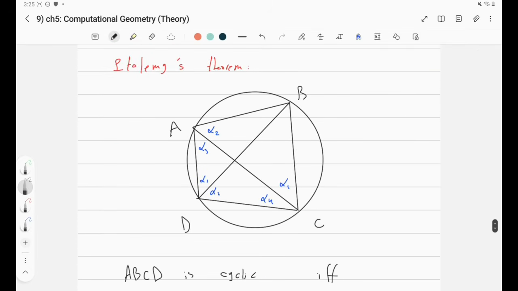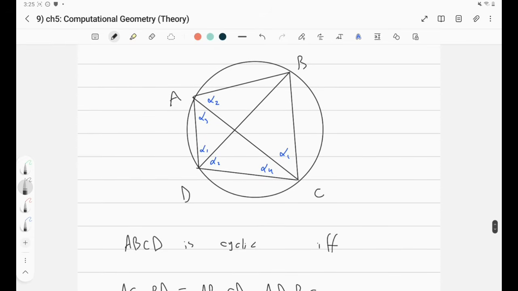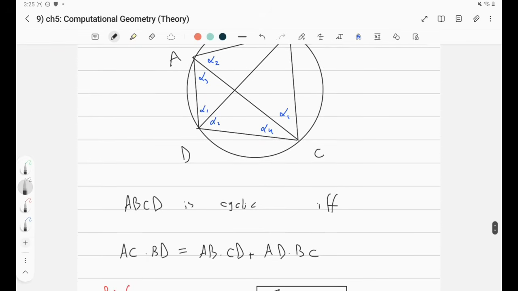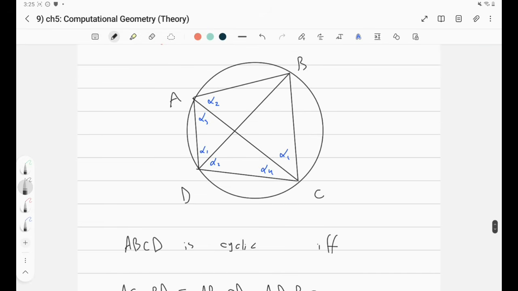We had Ptolemy's theorem. Ptolemy's theorem is just: if ABCD is cyclic, then you have this nice result that the product of the diagonals is equal to AB times CD plus AD times BC. We also have the strong form, which finds AC using just the sides, and BD using just the sides. They're both well known, so you can use them.